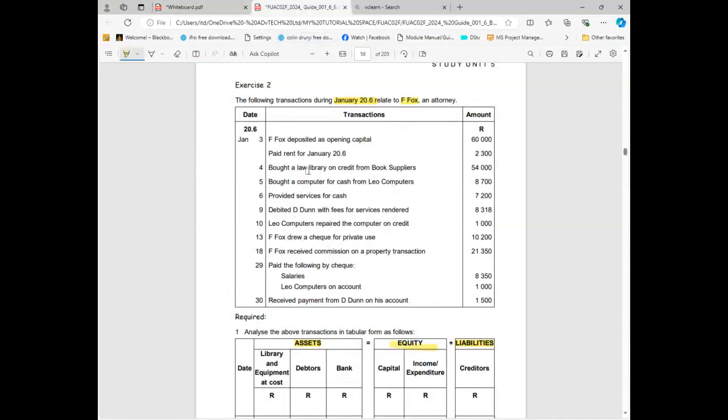On the 4th, we bought a law library on credit from book suppliers. What do you think would be the two accounts? Would it be creditors control? No, sir. And it will be bank. Check here. Because creditors control, and? One is equity. Is it land and building? Land and building, I like that. Land and building, because you are buying a library. Can you see now? Okay.